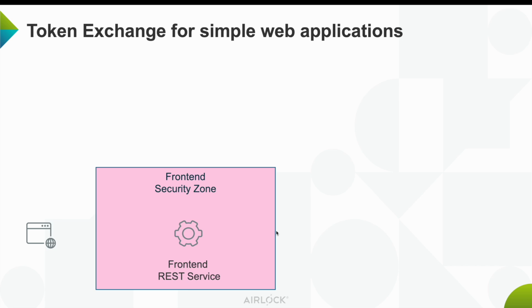The following slide illustrates the steps for an OIDC unaware web application to access a front-end REST service in the front-end security zone. Since the web application is unaware of OIDC, Microgateway has the role of the OIDC relying party. In the first step, the browser sends a request to Microgateway. Since the user is unauthenticated, Microgateway redirects the user to the user IDP.